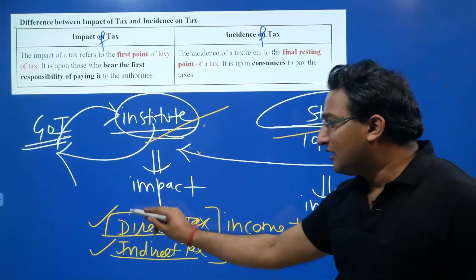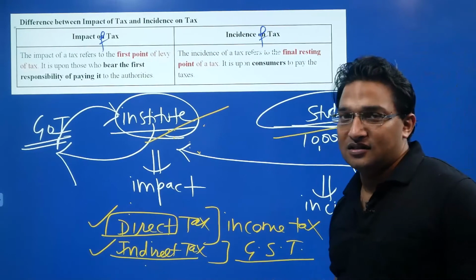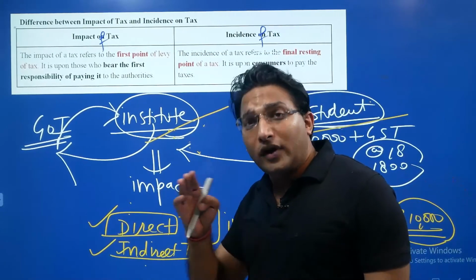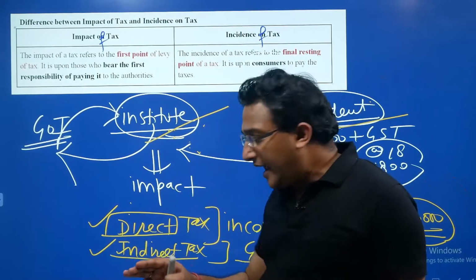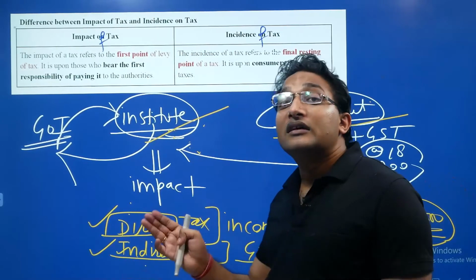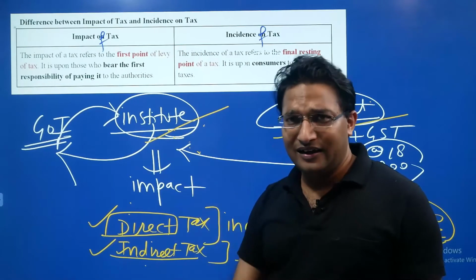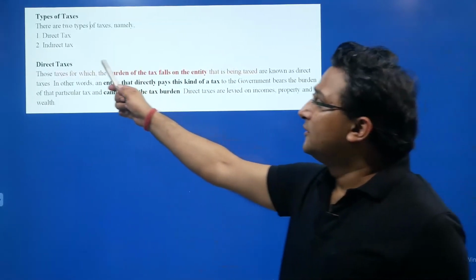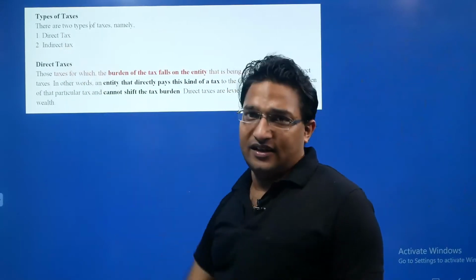So we have both direct taxes and indirect taxes. Normally, direct taxes are progressive and indirect taxes are regressive. Normally, this is the condition. So there are two types of taxes. One is direct tax and the other is indirect tax.